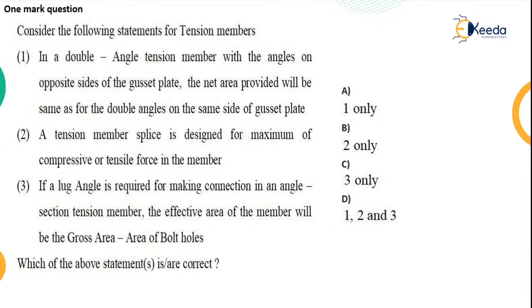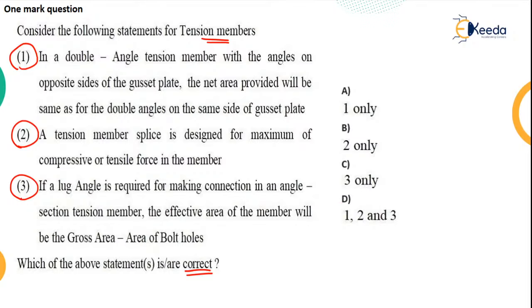Beginning with the 1 mark questions. The first question is: consider the following statements for tension members. They have given 3 statements, and we have to consider these 3 statements. Which of the above statements is or are correct, he is asking. The options are 1 only, 2 only, 3 only, and 1, 2, 3, all of the above. So let us study them one by one.